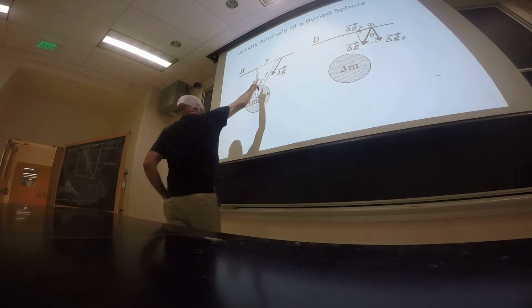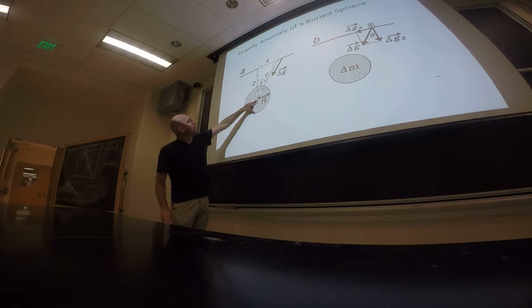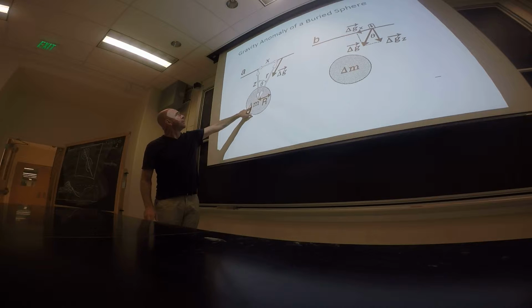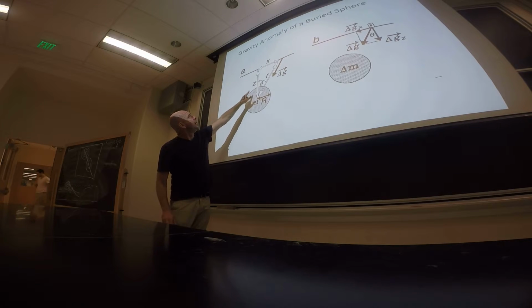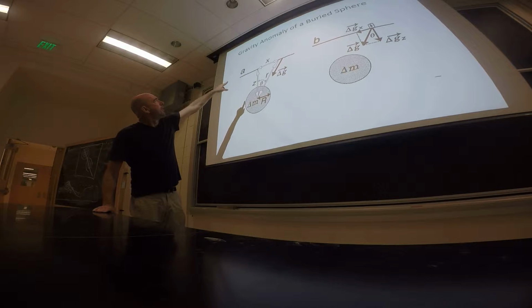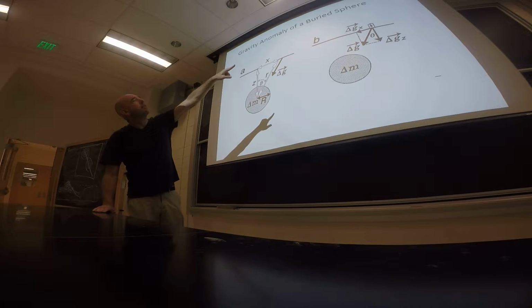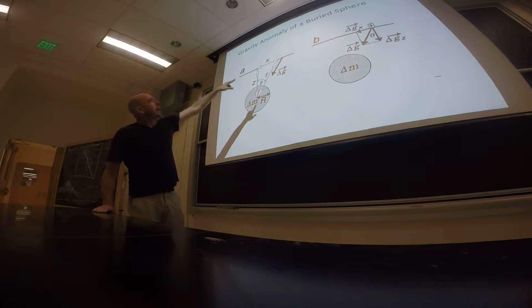Now I'm using R instead of H. All right? So I've got a buried sphere here of radius R. It's got a mass contrast of delta M. I'm at Z, and the difference between a vertical and my measurement position, which is over here, you can see the gravimeter there, is X.